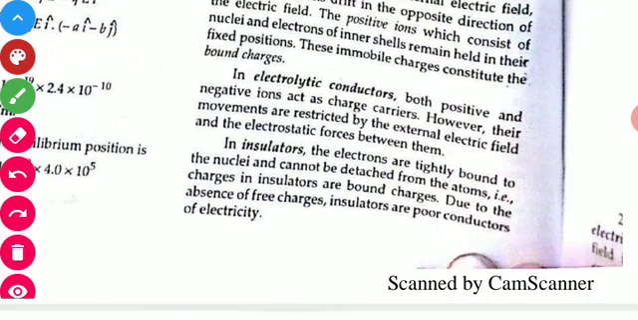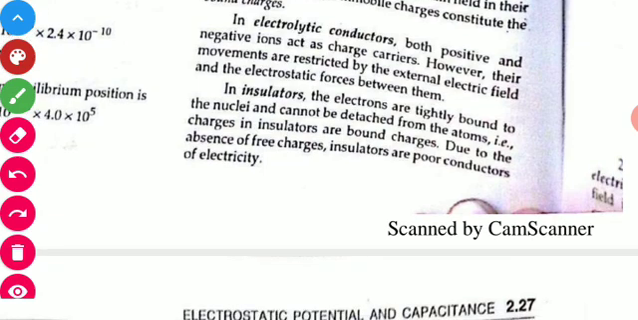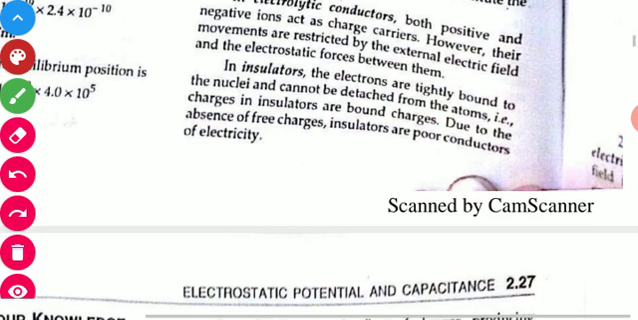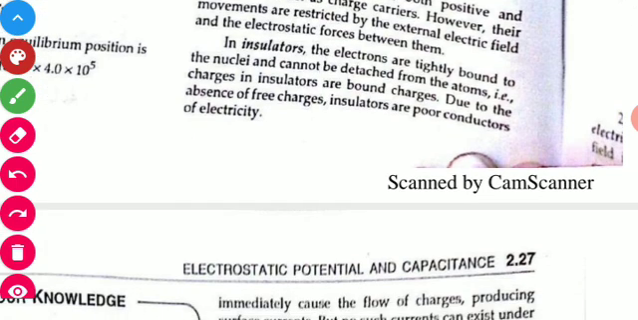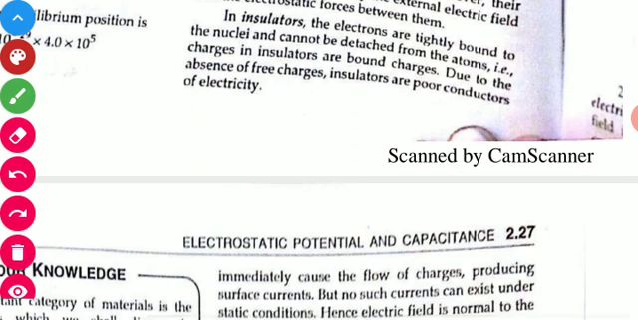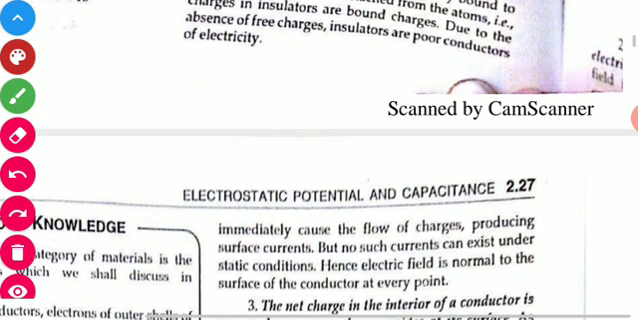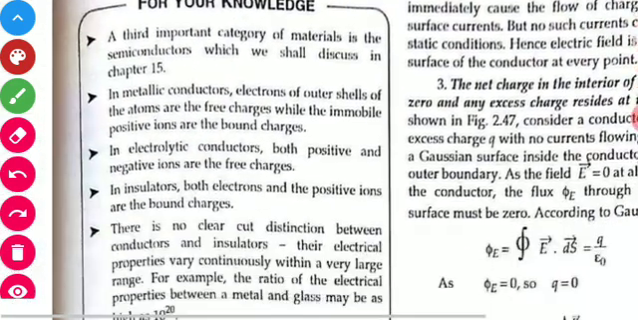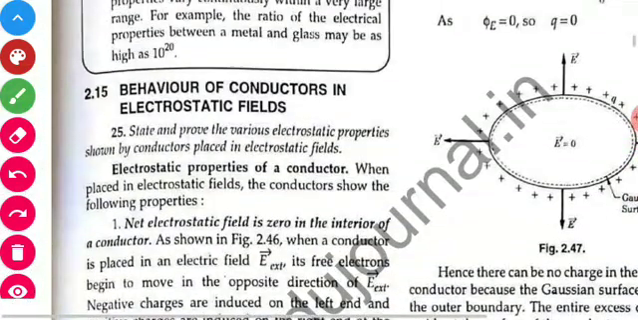After that, in insulators, the electrons are tightly bound to the nuclei, so they cannot be detached from the atom; that is, charges in insulators are bound charges. Due to the absence of free charges, insulators are poor conductors of electricity. After that, we have the topic conductors in electrostatic field. This we will discuss in the next video.